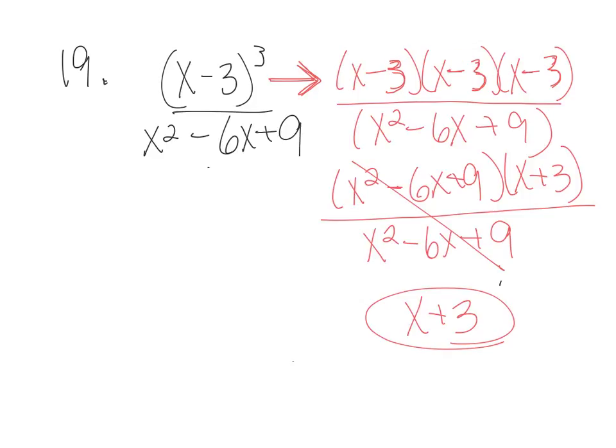Okay, distribute, and I have, let's come down here, x squared minus 6x plus 9 is two of these multiplied together times x plus 3. And then I recognize that this polynomial and this polynomial are equal, which means I can cancel them out, and I'm done way quicker than continuing to multiply and then doing some long division, because long division takes a long time. Let's look at number 20.